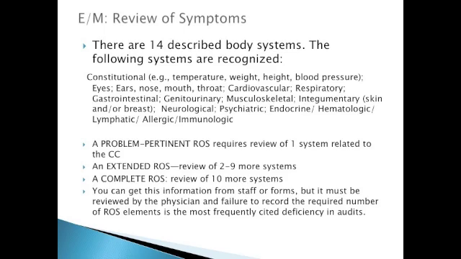You're allowed to get this information by having patients fill out forms or by having a staff member take it, but it must be reviewed by the physician, and failure to record the required number of review of systems elements is the most frequently cited deficiency in audits.